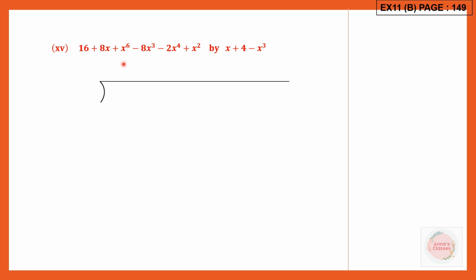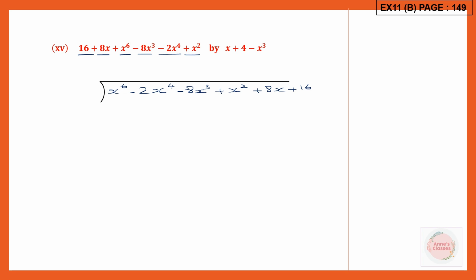So let's begin with x to the power of 6. So here we'll write x to the power of 6. So I finished this one. Next is x to the power of 4. So we have minus 2 x to the power of 4. Then we have x to the power of 3. So minus 8 x to the power of 3. Then we have plus x square, plus 8x and plus 16. So we have arranged this.